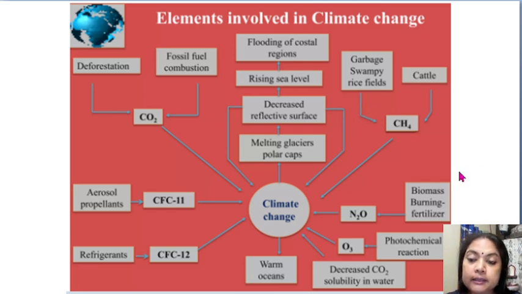This methane changes your climate. Then flooding of coastal regions or decreased reflective surface also changes your climate. Okay, so these are some natural and anthropogenic causes which change the climate.